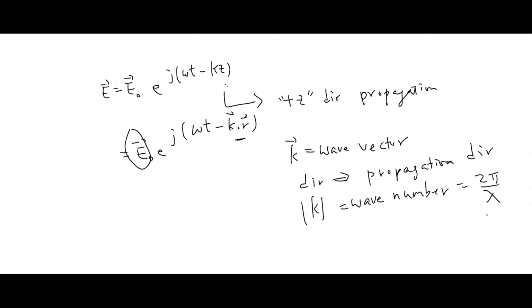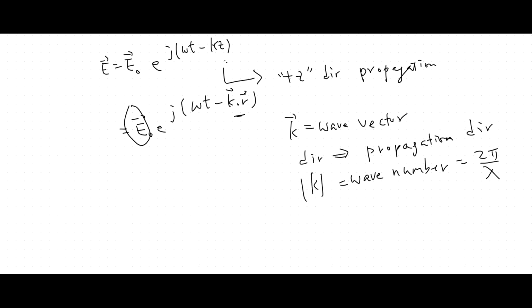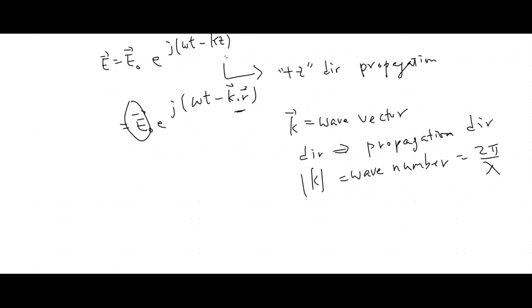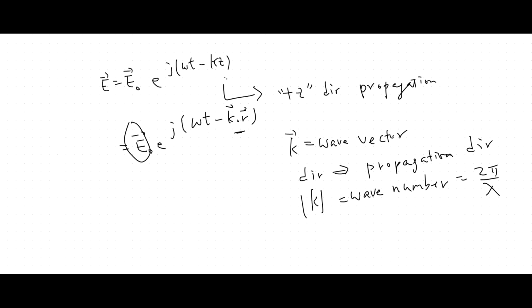So K we can understand, but what is R? What does this R mean? Well, R is the position vector. That means if I want to look at a point over there, I give it an R coordinate, then you can tell me what's the wave at that point, right?